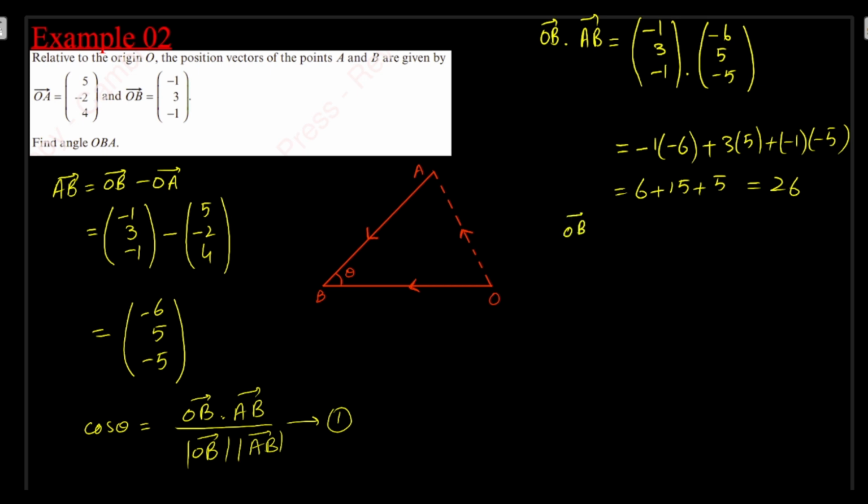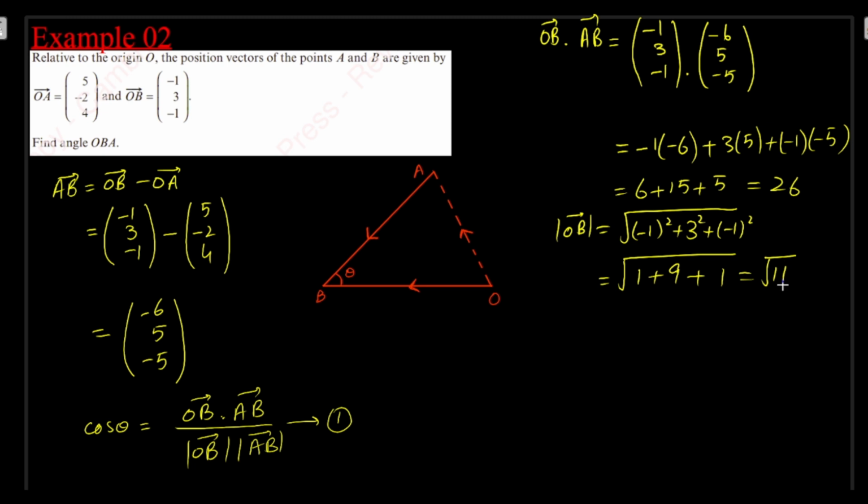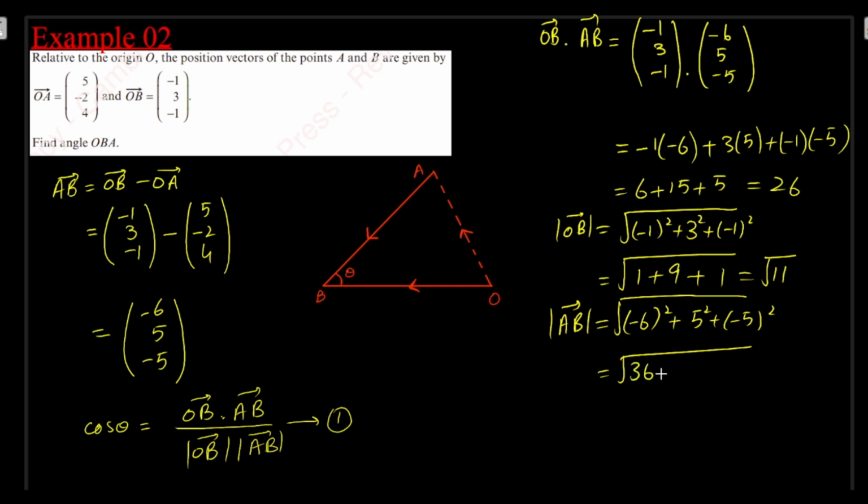Now the magnitude of the vector OB is equal to square root of minus 1 squared plus 3 squared plus minus 1 squared, which is equal to square root of 1 plus 9 plus 1, that is equal to square root of 11. Similarly, the magnitude of the vector AB is equal to square root of the components minus 6 squared plus 5 squared plus minus 5 squared, which is equal to square root of 36 plus 25 plus 25, which is equal to square root of 86.